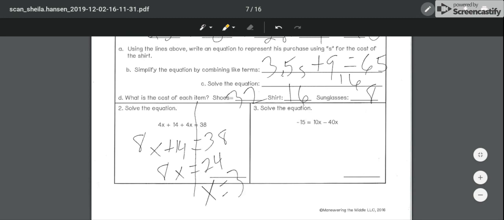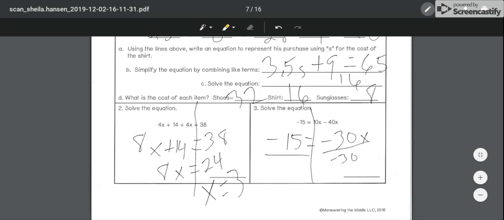Okay, on this one, it's not a big deal that we have the x on the other side. You should still be able to solve it the same way. So we're going to put like terms together. So I'm going to put my negative 15 equals, and then we have a 10 minus 40. So that's negative 30x. And now we're going to divide each side by negative 30.